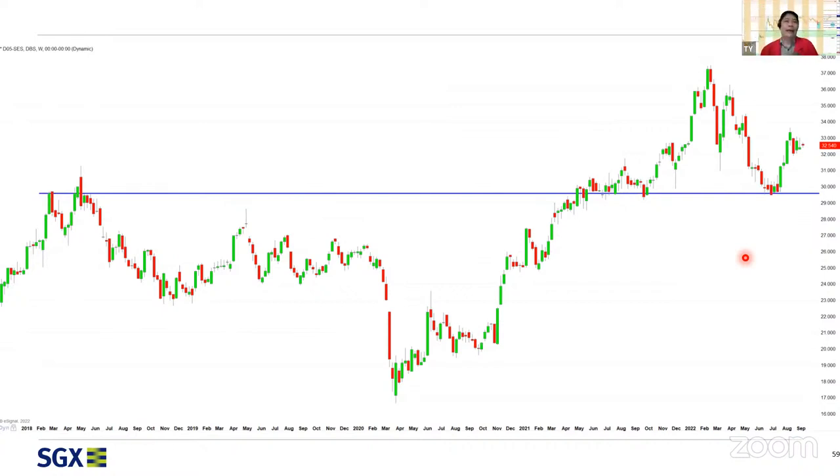Now, when I have established from a weekly chart the trend and the SR line, same thing. The next stage is what? Go down to the daily chart.